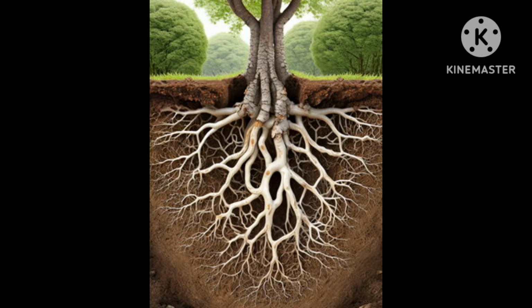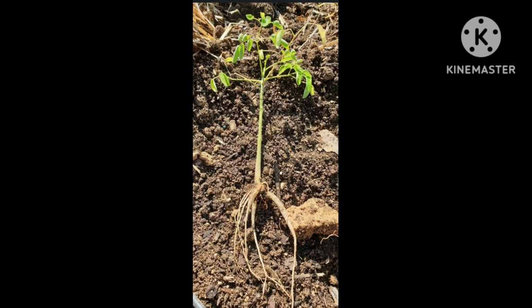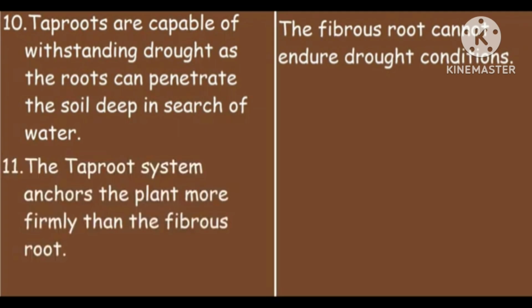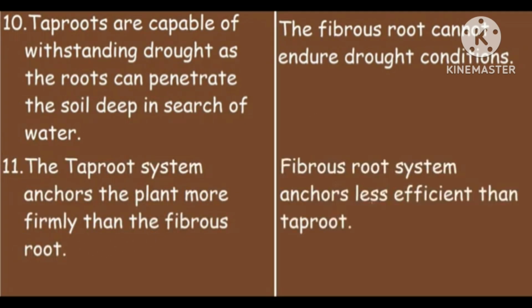Here you can see how deep the taproot is inside the soil, protecting the base of the tree, whereas the fibrous roots will be very weak and they cannot protect the plant or the tree so deep. Thus, fibrous plants cannot withstand the drought and they will fall very easily. The taproot system anchors the plant more firmly than the fibrous root. The fibrous root system anchors less efficiently than taproot.